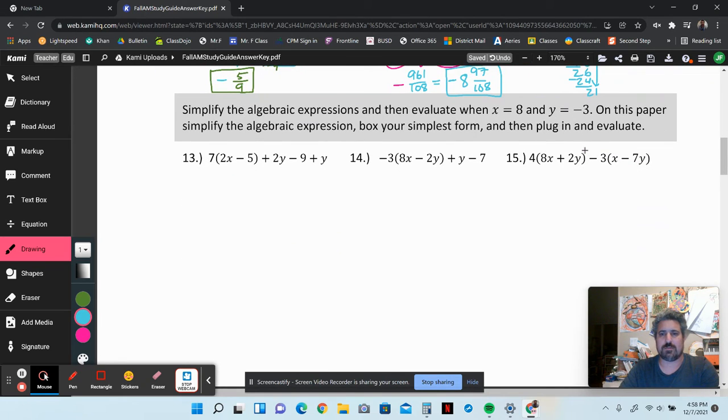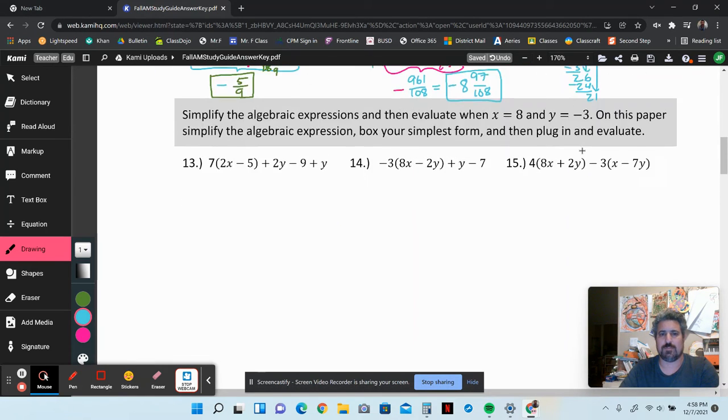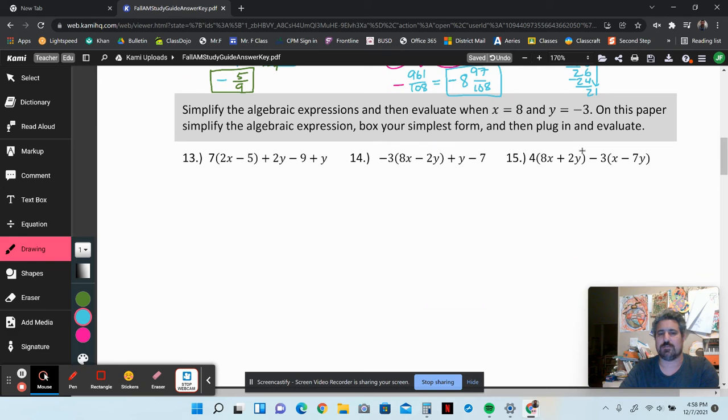All right, when you get down to number 13 here, you're basically simplifying and evaluating. So the first thing you do is simplify it. Then once you've simplified it and got your simplest form, then you're going to evaluate. So let's distribute, combine like terms and see what happens. In this case, you have 7 times the quantity of 2x, 7 times negative 5. That's going to be 14x minus 35 plus 2y minus 9 plus y.